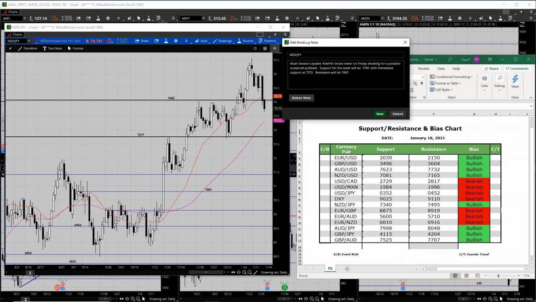With immediate support at 73.72, we're not that far away. Maybe we hold here, but the immediate support was at 73.72. We're actually just above that. We'll go with the 73.40 with resistance at 74.63.